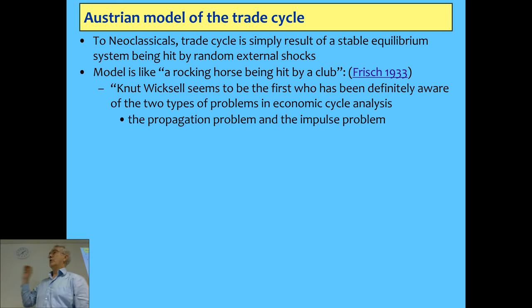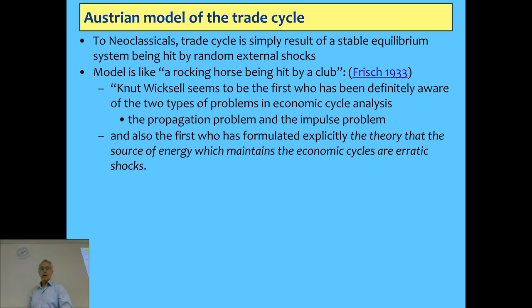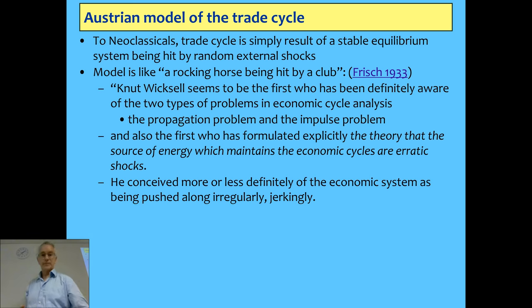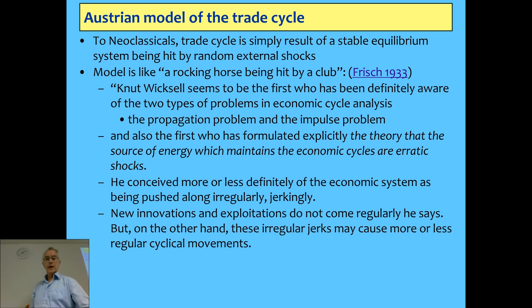There's the propagation system, and when you hit the rocking horse with a club, that's the impulse. The propagation is then you'll have the horse out of equilibrium, so it'll rock away and slowly settle back down to equilibrium again. And that's the neoclassical vision. But what Schumpeter says, and what the Austrians have to some extent as well, is that the actual process of capitalism generates these shocks.